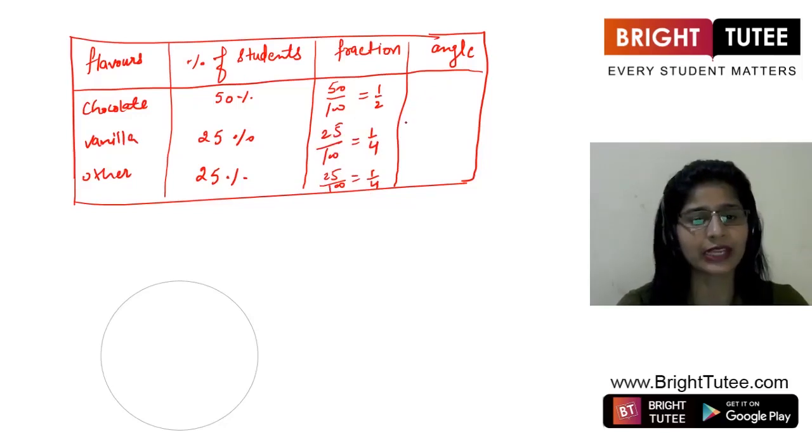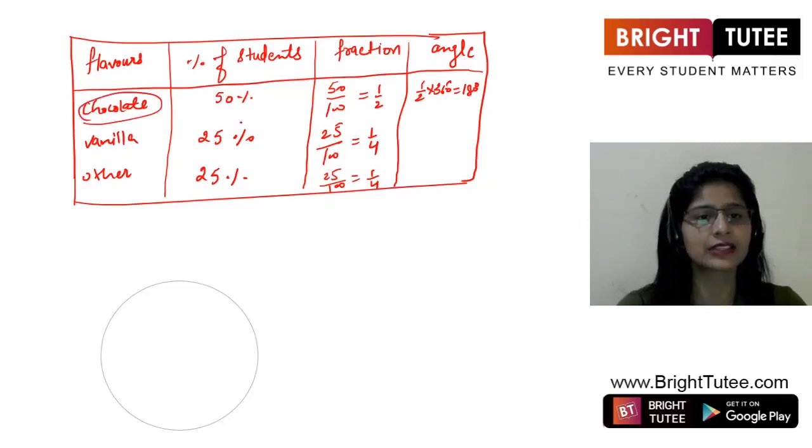Now how to find out the angle? We know the central angle is going to be 360 degrees. So half of 360 degrees, we know it is 180 degrees. So for the first one, that means for chocolate, in the circle we should have the angle as 180 degrees.